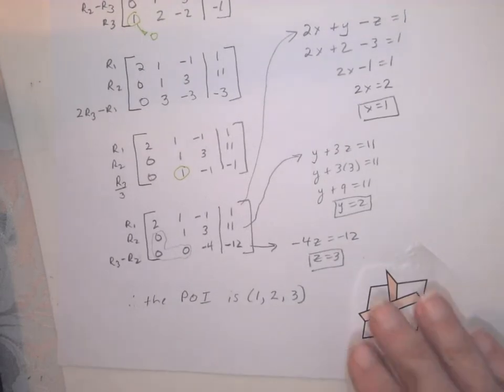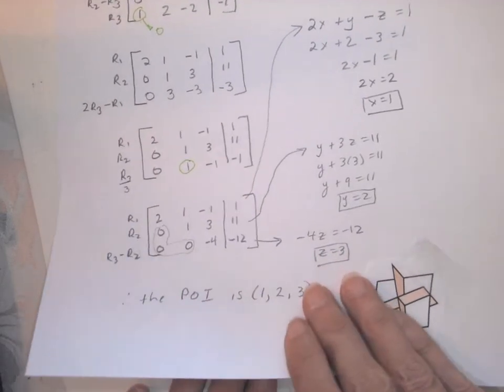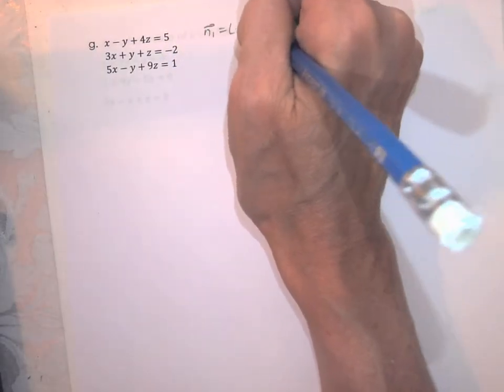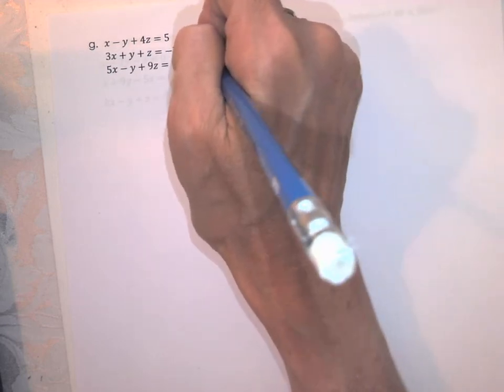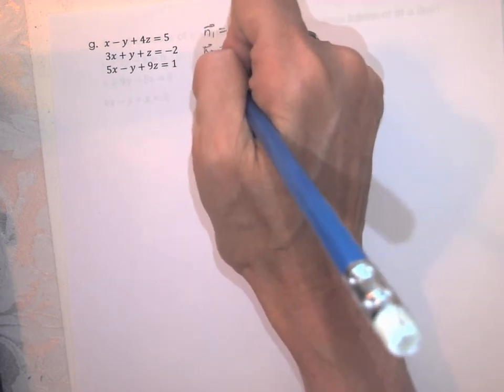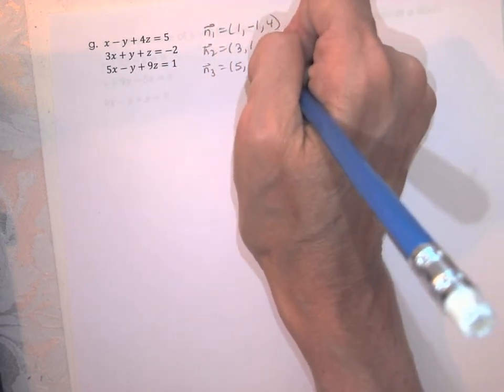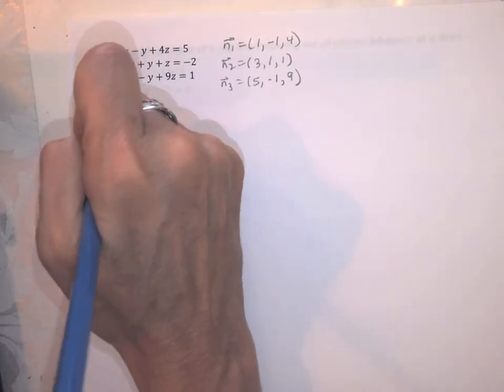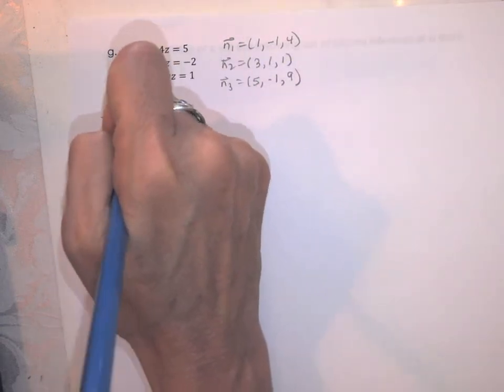Okay, G. So again, we're going to analyze the normals first. Okay, and they don't look like scalar multiples to me at all, so we're going to find whether or not the normals are coplanar.